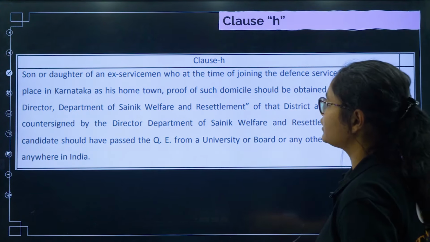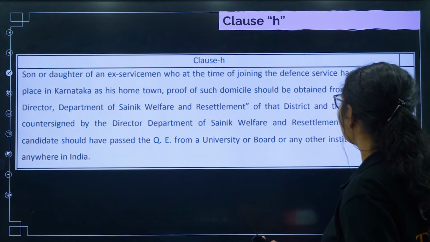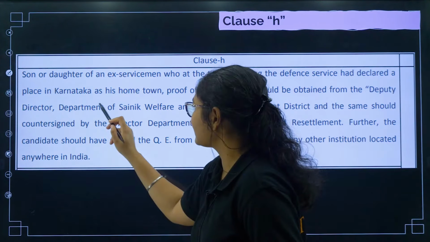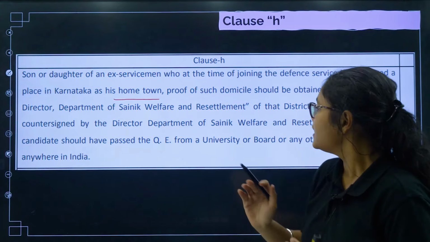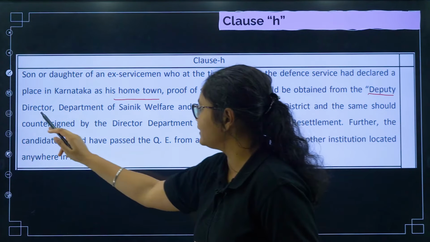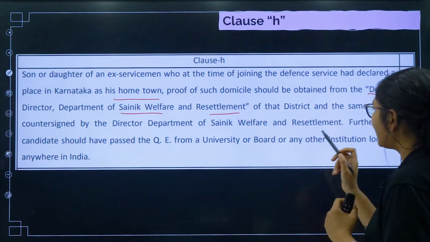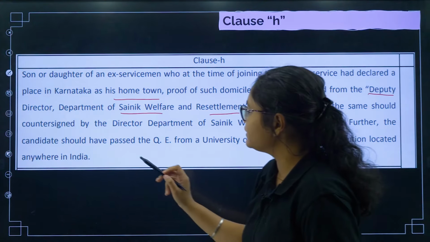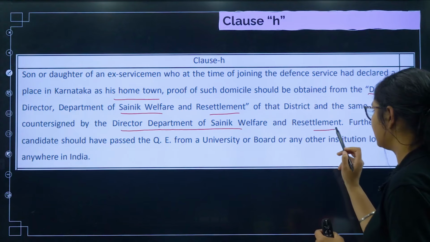Next, clause H. The son or daughter of an ex-serviceman who at the time of joining the defense had declared a place in Karnataka as his hometown. Okay, ex-servicemen means retired officers. Proof of such domicile should be obtained from, who should give this? Deputy Director, Department of Sainik Welfare and Resettlement of that district, and the same should be countersigned by the Director, Department of Sainik Welfare and Resettlement.